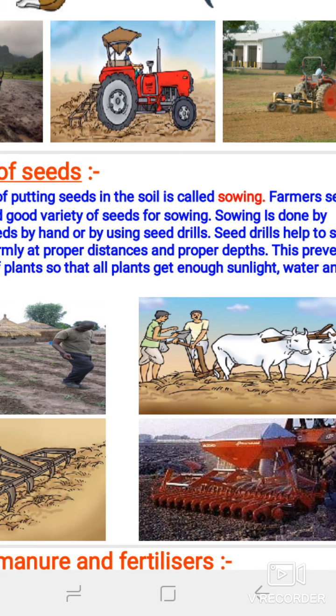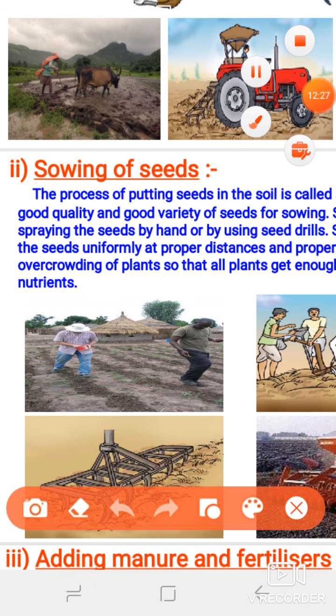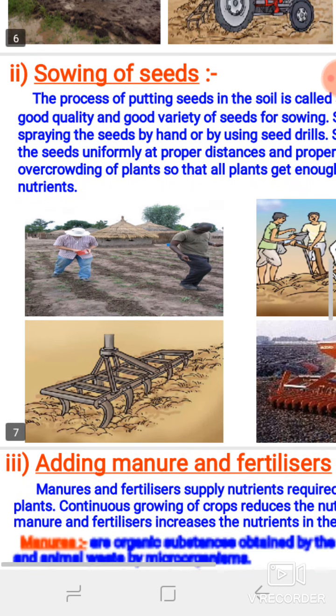Then sowing of seed. You can observe in the diagram, sowing of the seed with the help of a machinery system in tractors, and the hand picking method. All the processes are represented here: sowing with the hands, with the tractors, and some other traditional methods.